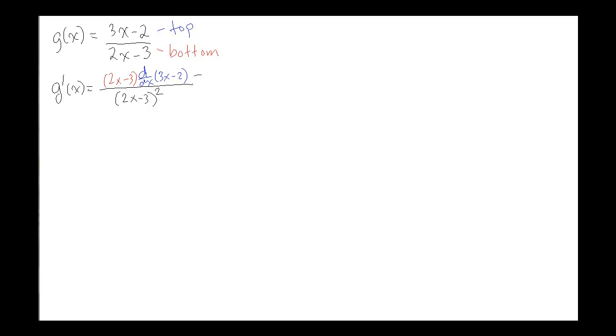minus, I have to extend my fraction bar there. Now they reverse. Minus top d bottom. So the top just gets rewritten as is. And we take the derivative of the bottom. Bottom d top minus top d bottom over bottom squared. So let's go ahead and find our derivatives here.